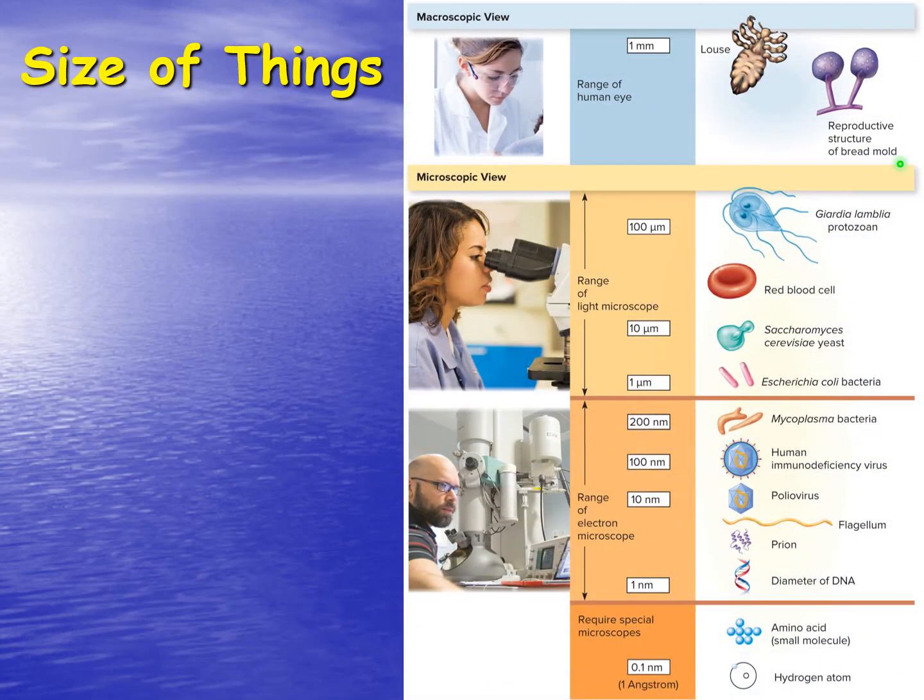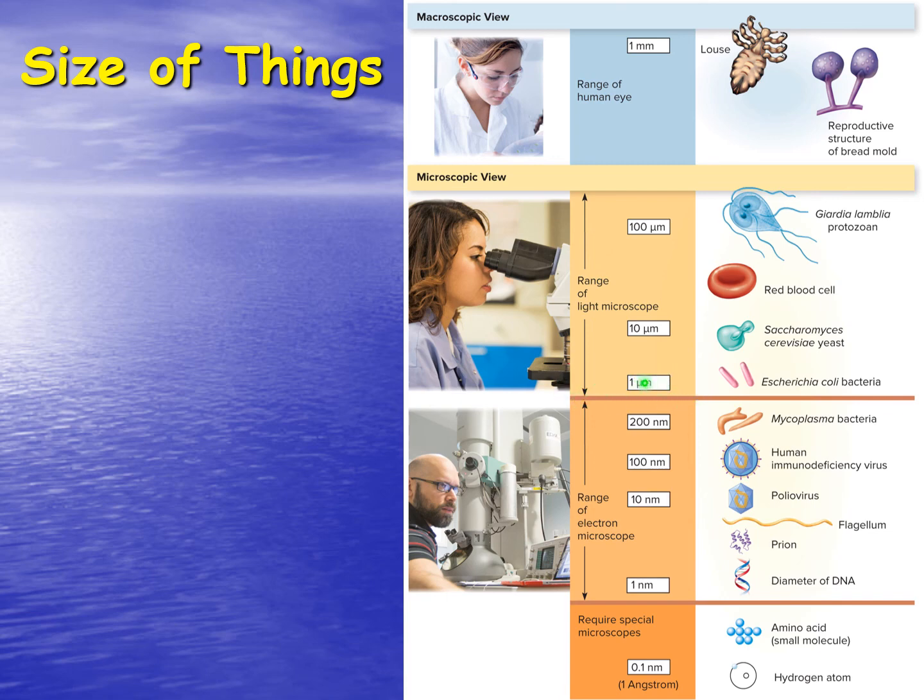Our eyes can actually distinguish between very small things up to about 1 millimeter apart from each other. It's been estimated we can go down to even about 0.2 millimeters, but that's about the smallest size that we can distinguish two distinguishable points. So that's why we need to go to the microscope. In the light microscope, we can actually get down to about 1 micron in diameter.